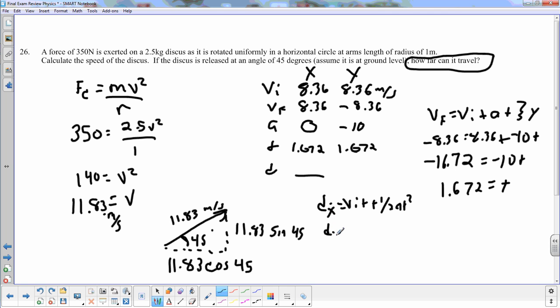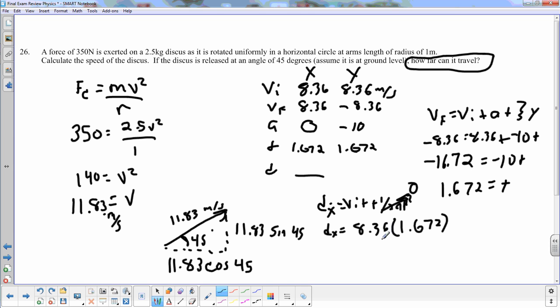This is a good question because it relates two-dimensional projectile motion with your angles and all that good stuff back to centripetal force and acceleration and centripetal velocity and stuff. So, very, very good problem. Definitely an A problem. Projectile, centripetal.